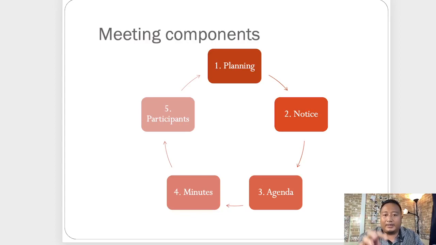Right after the meeting, it should be recorded by the secretary. The secretary will record all the information using the minutes, so we call that minutes of meeting. As well, obviously at the end of the day, the meeting should have participants. So basically, this is the full diagram of how the meeting should be. Okay.